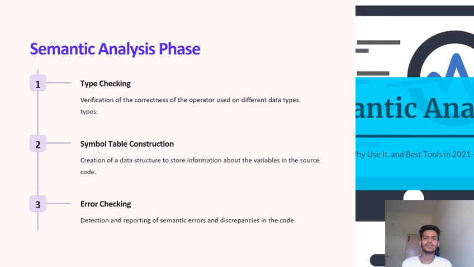Semantic analysis phases. There are three: type checking, symbol table construction, error checking. First type checking, verification of correctness of an operator used on different data types. Now symbol table construction, creation of a data structure to store information about the variables in the source code. Now error checking, detection and reporting of semantic errors and discrepancies in the code. Let's move to the next slide.